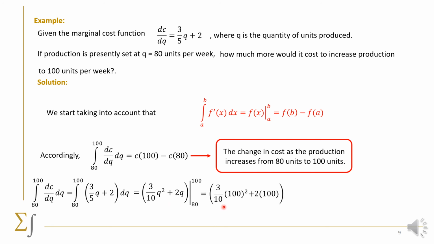So here we have 3 over 10 q squared, we put 100. So here we have 100 squared plus 2 times 100 minus 3 over 10, 80 squared plus 2 times 80, where I leave the rest for you.